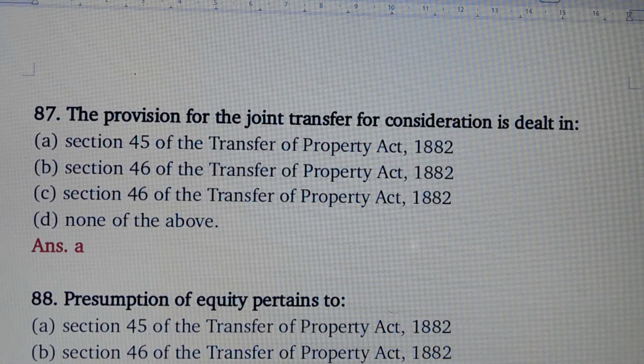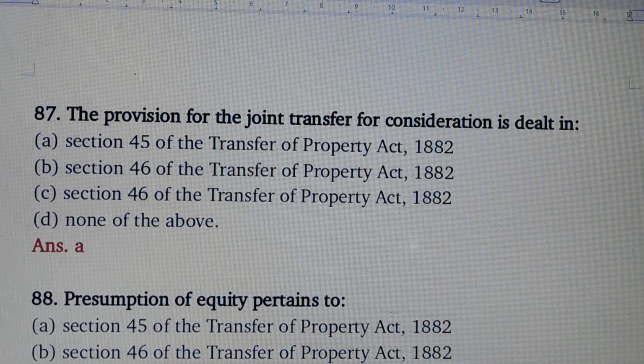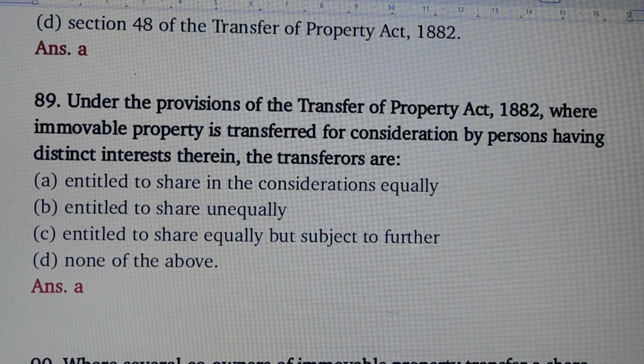Question number 87. The provision for the joint transfer for consideration is dealt in, answer is option number A, section 45 of the Transfer of Property Act. Question number 88. Presumption of equity pertains to, answer is option number A, section 45 of the Transfer of Property Act. Question number 89. Under the provision of the Transfer of Property Act, where immovable property is transferred for consideration by persons having distinct interests therein, the transferors are, answer is option number A, entitled to share in the considerations equally.